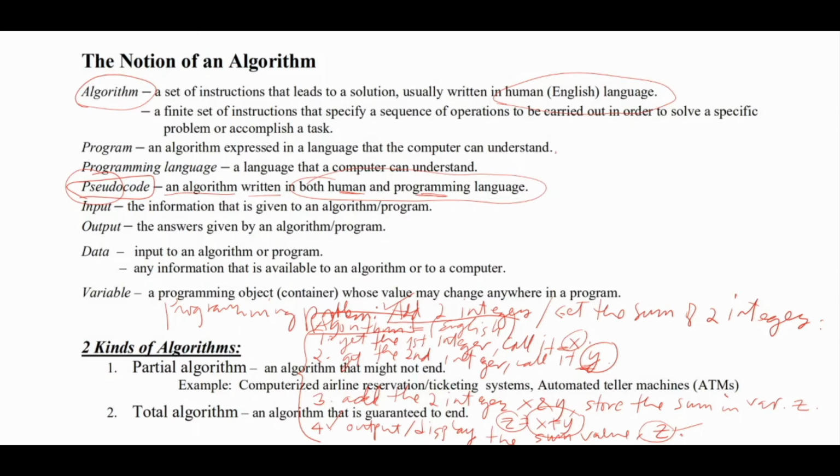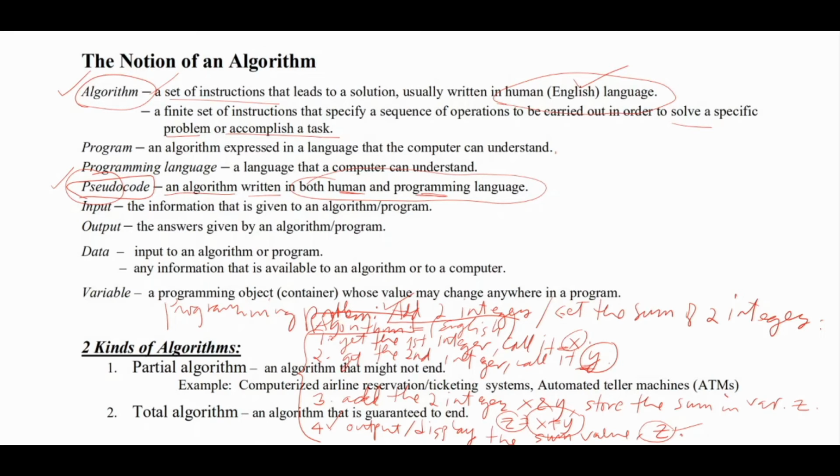So pseudocode is just like an algorithm. It is a set of instructions that solves a problem or accomplishes a task. So again, algorithm and pseudocode are the same in the sense that they are both sets of instructions that solve a problem or accomplish a task. But here's the difference now: an algorithm is written in human or English language, while pseudocode is written in both human and programming language.